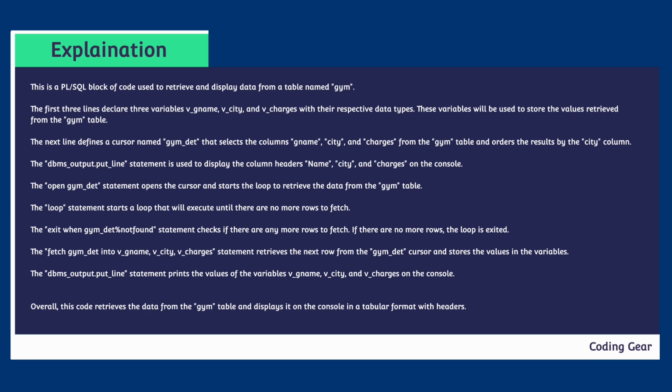in the variables. The dbms_output.put_line statement prints the values of the variables v_name, v_city, and v_charges on the console. Overall, this code retrieves the data from the gym table and displays it on the console in a tabular format with headers.